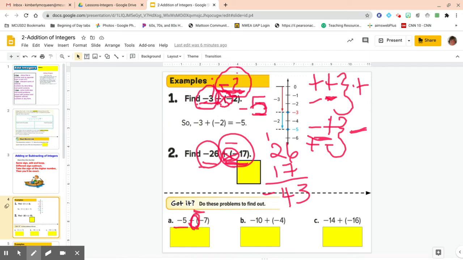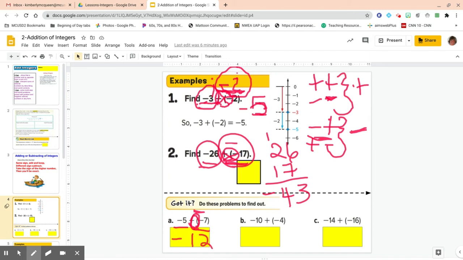So I have a -5 put together with a -7. Let's think about that in temperature. It's -5 degrees and the temperature goes down 7 degrees. Where are we at? 5, 6, 7, 8, 9, 10, 11, and 12. Yeah, we're at a -12.